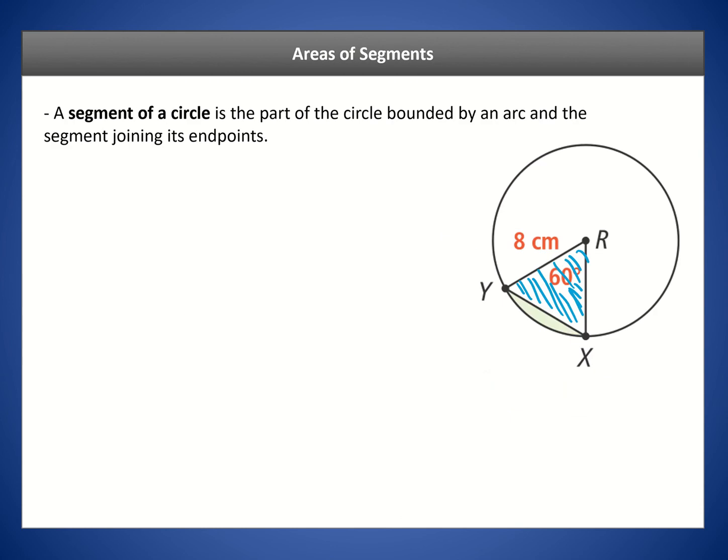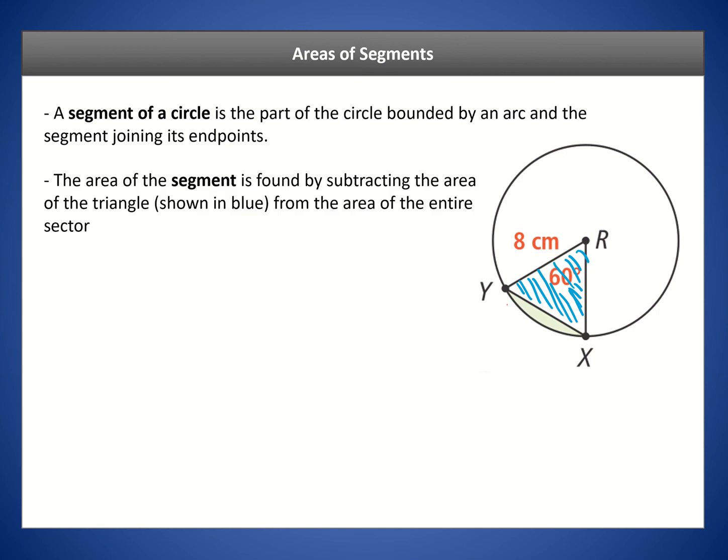All right, so the areas of segments. Now we're looking at a segment of a circle. The sector is this entire area, so that whole thing is the sector given in red. However, the segment is this portion of the sector. So that's referred to as the segment. It's the part of the circle bounded by the arc, this is the arc here, and the segment joining the endpoints. This is the segment joining the endpoints. So that area in between those is the segment.